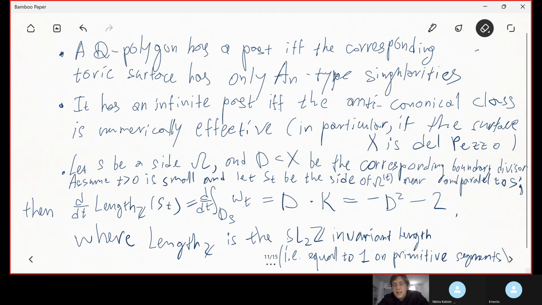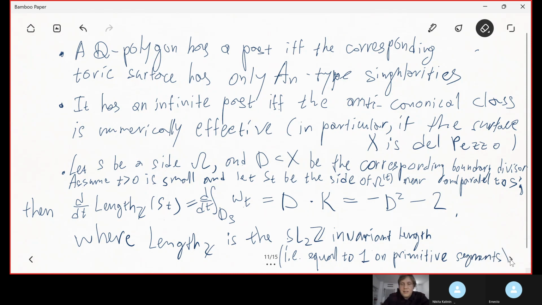And this is why the -2 curves matter, because those -2 curves are exactly the curves which don't change their size during this evolution, because minus D squared minus 2 equals 0. And this is why A_n singularities actually correspond to the multiple edges.